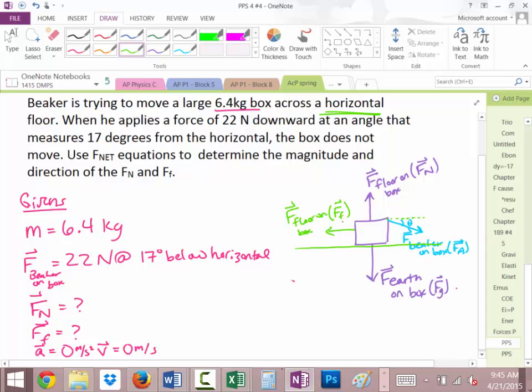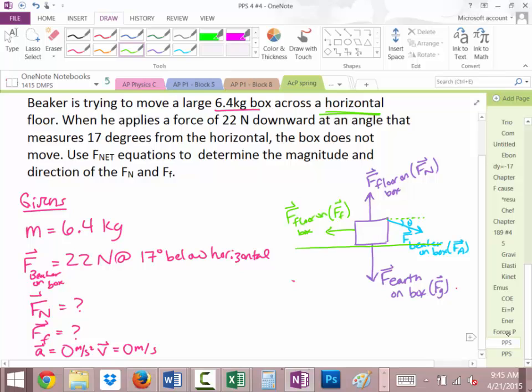Is everybody okay with this? This says floor on box. This says floor on box. It's kind of weird. But this is the normal force piece, and this is the friction force piece. Okay. All right, that's a really nice free body diagram, friends. Good work.